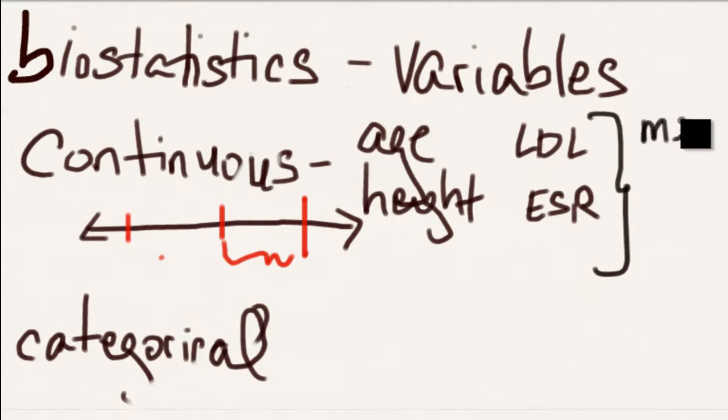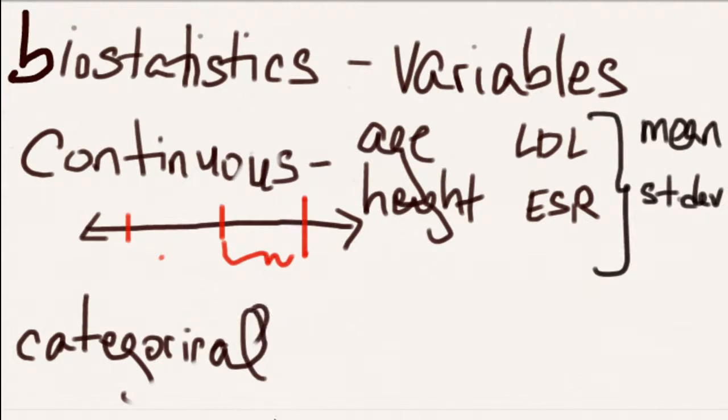So continuous variables are commonly what I've described here, and you can use common arithmetic measures like the mean. You can even do things like standard deviation. Any arithmetic or differential equation that requires you to use numbers is what you're going to use for continuous variables.